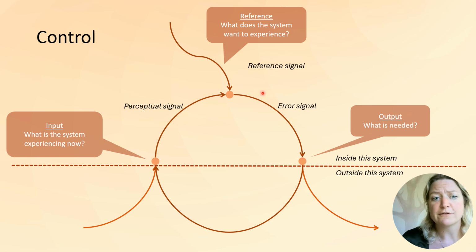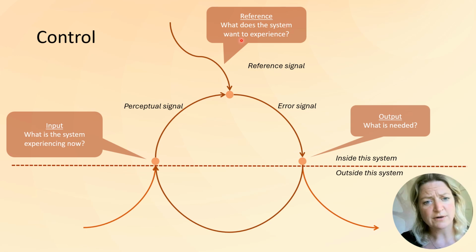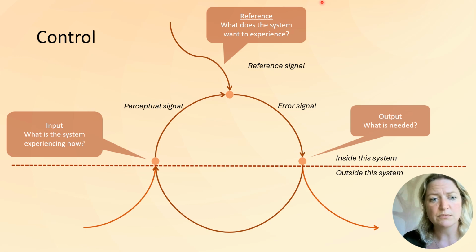On the top we have the reference signal, and this represents what we want to experience, our goal or our desire. Importantly, this is also a perceptual signal, just like the input. The input signal and the reference signal are compared here, and the difference between these two is the error signal. This error signal represents the discrepancy between what we want and what we're currently experiencing. This difference drives the output. It tells the lower systems what is needed to bring our current perception closer to our desired perception. This is how we interact with our environment to reduce the error.